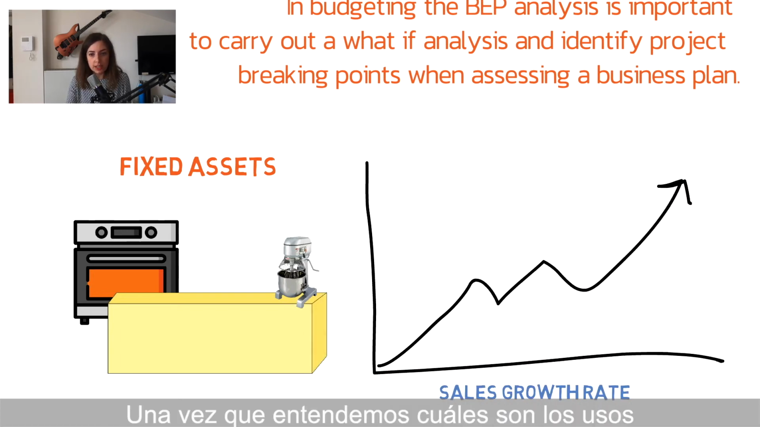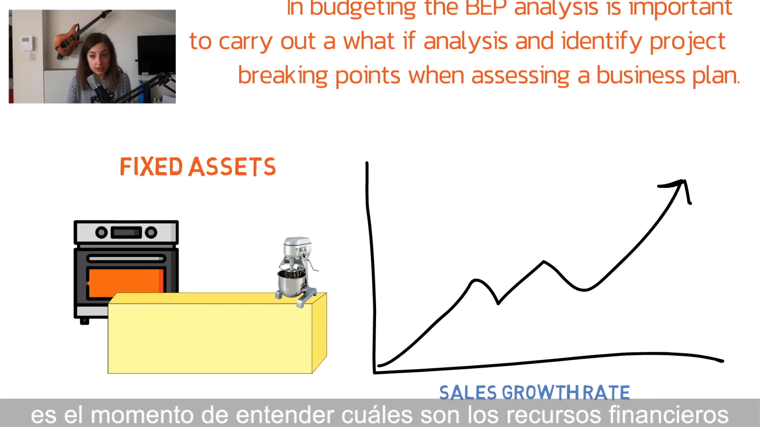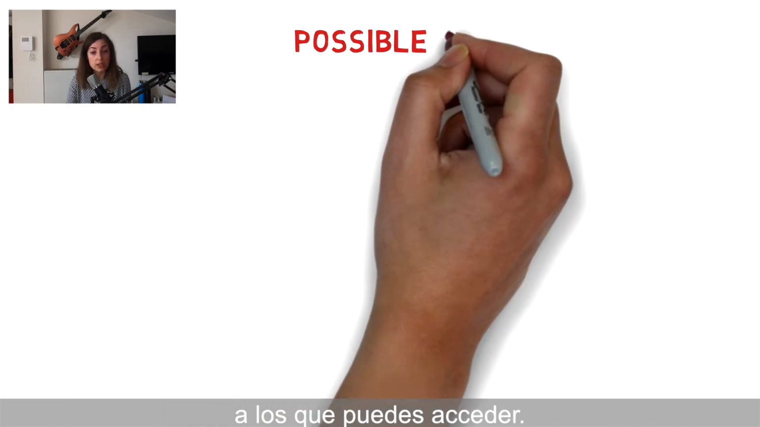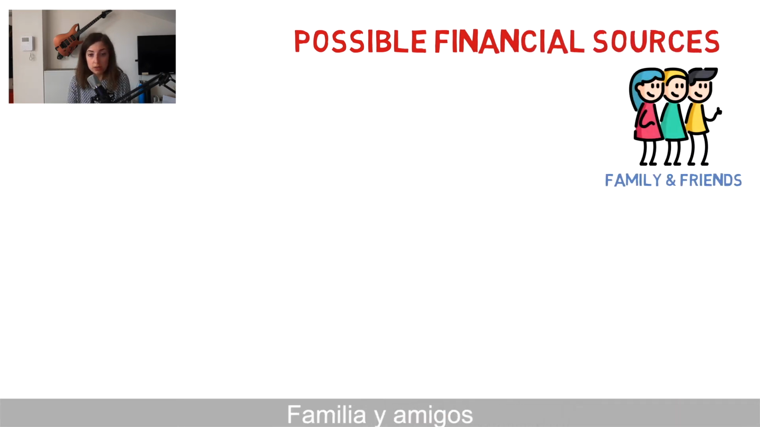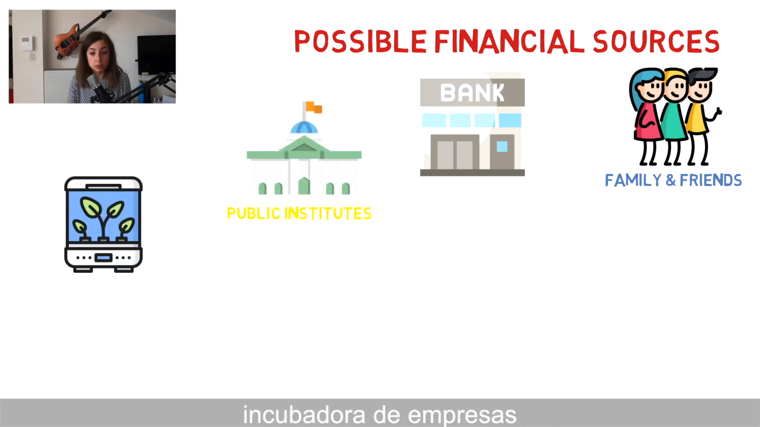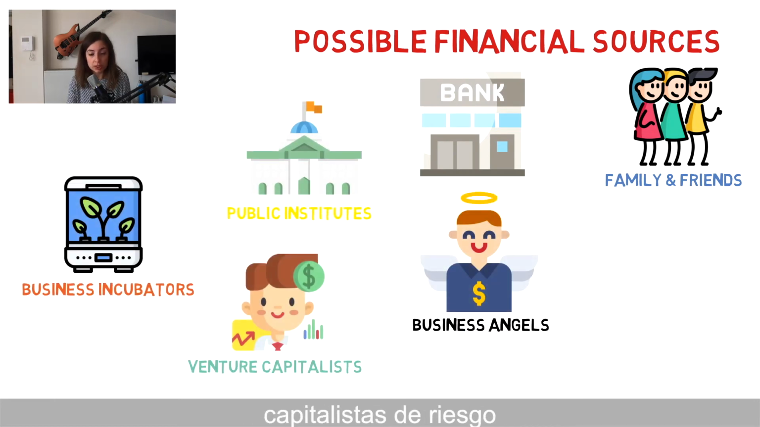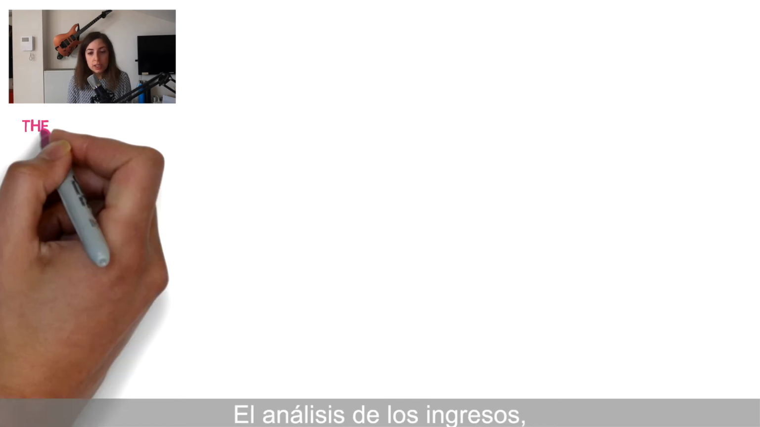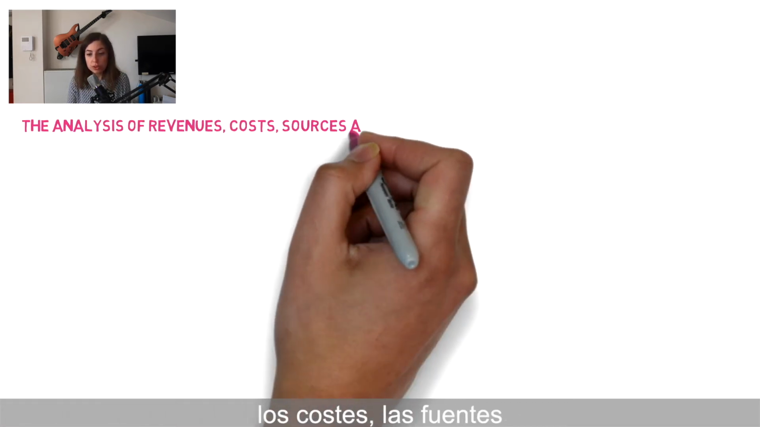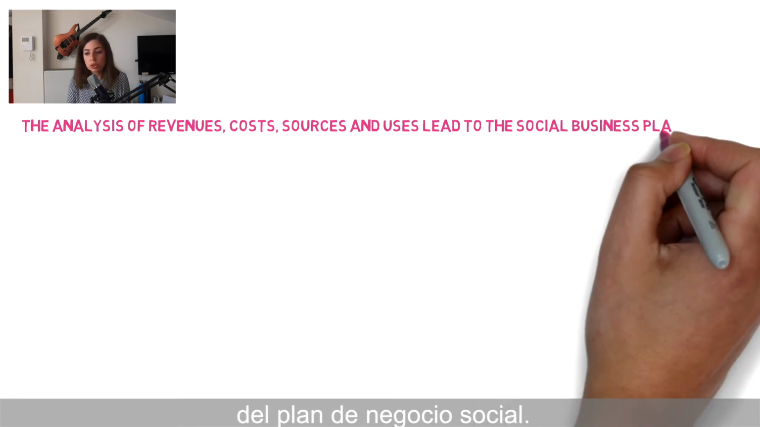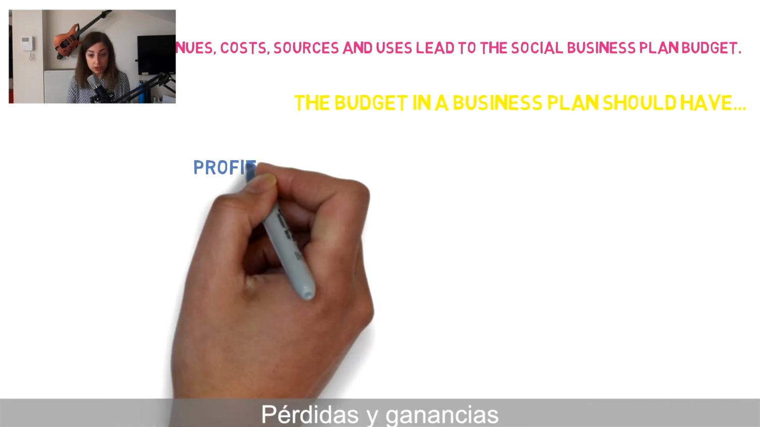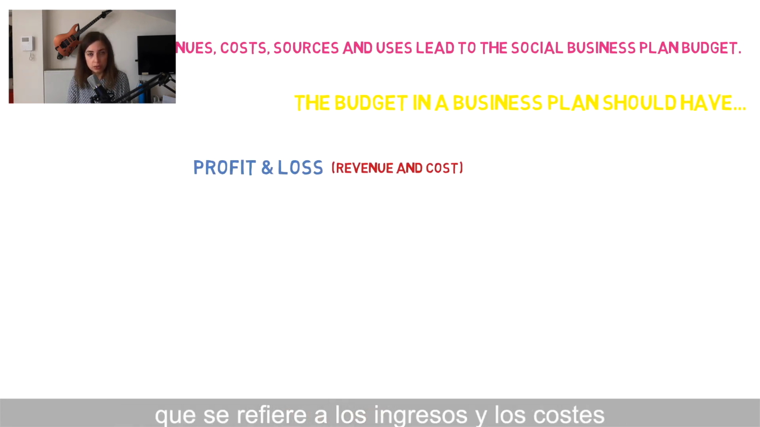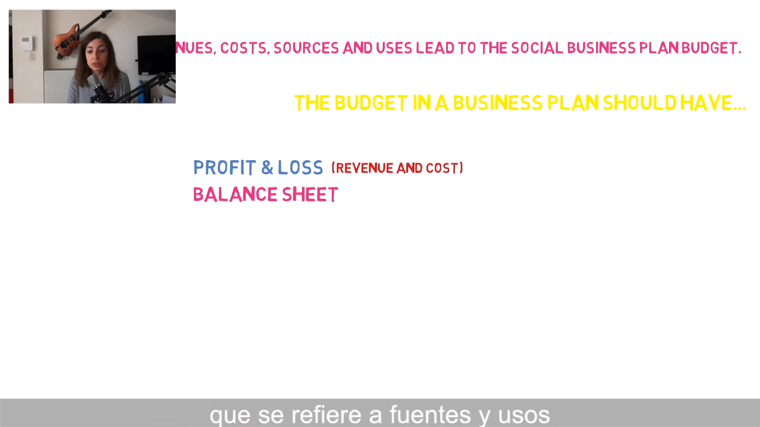Once we understand which are the uses, it's time to understand which are the financial resources we can access. For example, family and friends, bank, public institute, business incubator, business angels, venture capitalists, crowdfunding, or more. The analysis of revenues, costs, sources, and uses leads to the social business plan budget. The budget in a business plan should have profit and loss, which refers to revenue and costs, a balance sheet, which refers to sources and uses, and the cash flow.